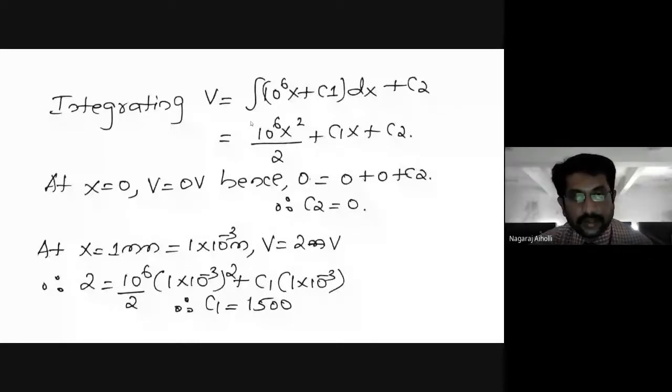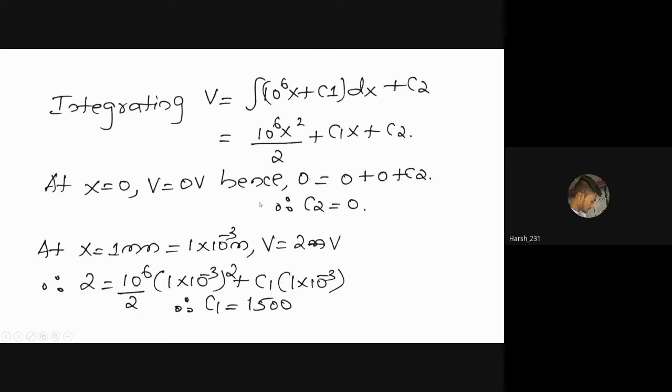Yes. Look at this equation. This is 10 raised to 6 x square by 2. What is the value of 1 by 2? 0.5, sir. Correct. So 0.5 into 10 raised to 6 x square plus C1. C1 value is whatever we have obtained here, it is 1500, 1500 x. Simple. 1 by 2 is 0.5, so 0.5 into 10 raised to 6 x square plus 1500 x. That is equal to the LHS, and the LHS is V. Followed that? Yes, sir. Understood, sir. Okay.